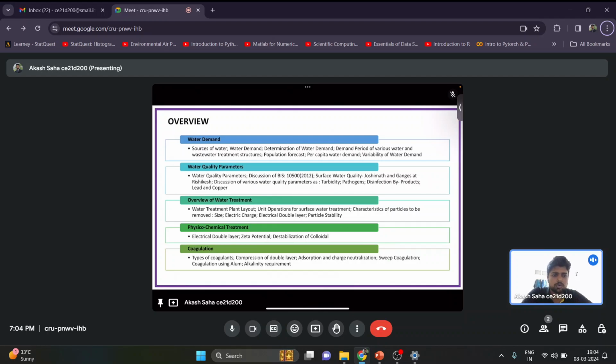And then we moved on to discussing coagulation: what the different types of coagulants are, what compression of the double layer is, what adsorption and charge neutralization are, sweep coagulation, and how we can do coagulation with the help of alum, and what the alkalinity requirement is. So this was the brief overview of the concepts we saw in week 7. And now we will be solving some of the questions, both subjective and objective. We will go through the questions one by one.